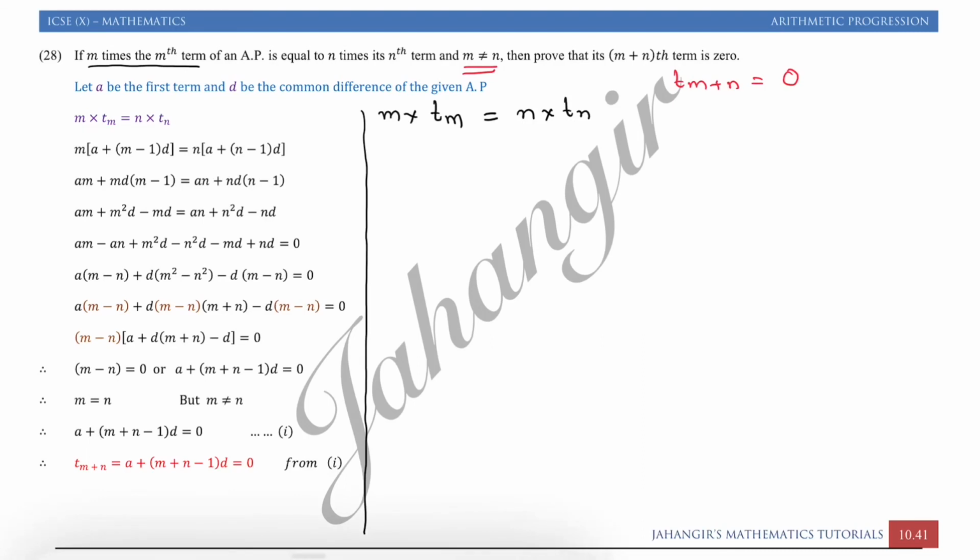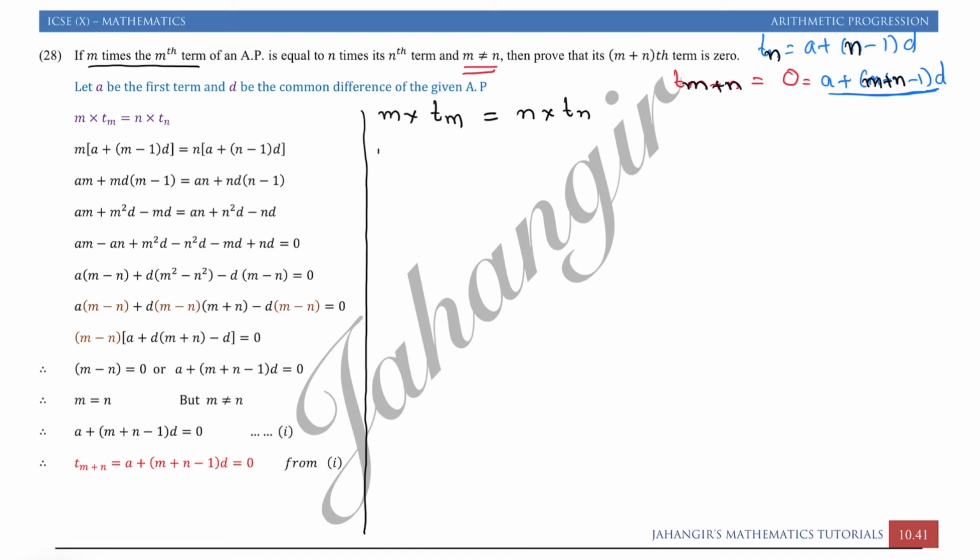So let us write the formula for T of m plus n. T of m plus n can be equal to a plus (m plus n minus 1) into d. This value should be equal to 0, because the formula for Tn is a plus (n minus 1) into d. So in place of n, here we have m plus n, so in the same way we will replace it with m plus n. That's all, the rest is the same.